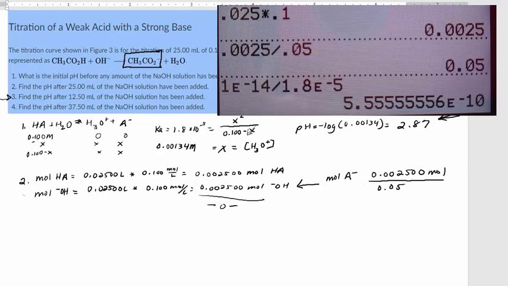So the total volume here is 50 milliliters. And when I do that, I get a concentration of 0.0500, capital M molar. Now that is specifically my A-. That's going to react with water in order to create my weak acid and hydroxide ion. So I have this initial value, and I have none here.